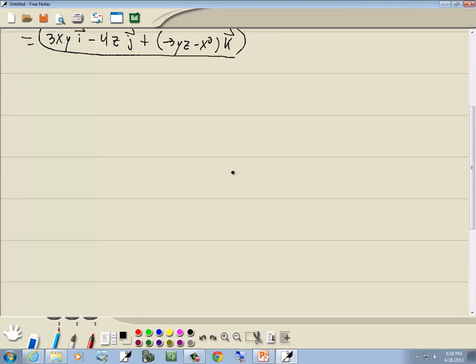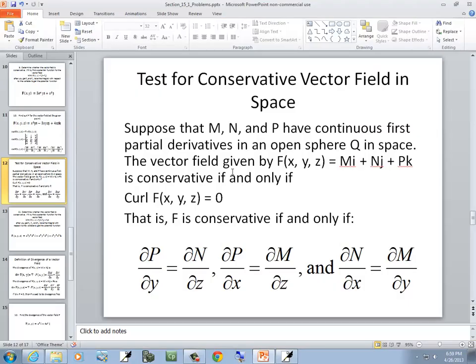Now this one is a test for a conservative vector field in space in 3 dimensions. Suppose the M, N, and P have continuous first partial derivatives in an open sphere Q in space. The vector field given by F of x, y, z is equal to Mi plus Nj plus Pk. F, i, j, and k are vectors; I just forgot to bold them. It is conservative if and only if the curl is equal to 0. That is, F is conservative if and only if these are true.